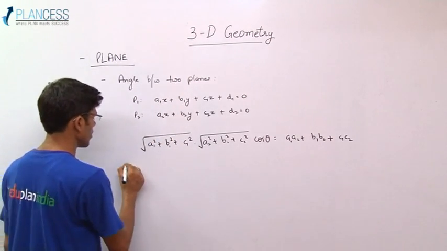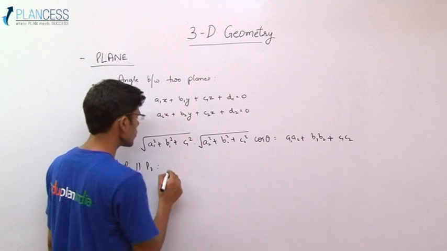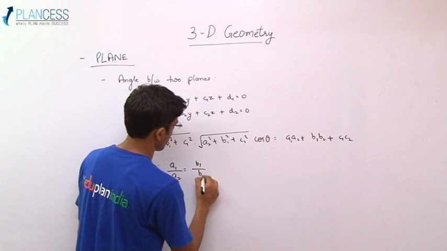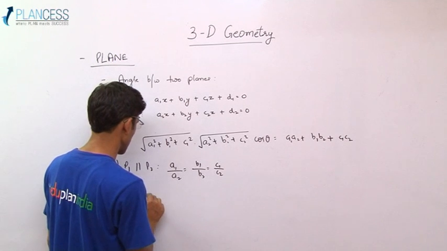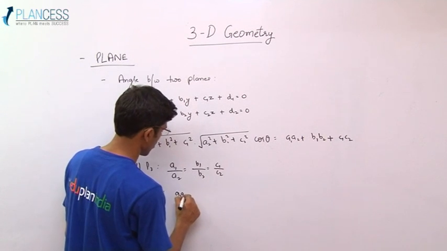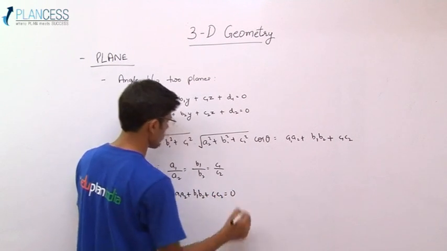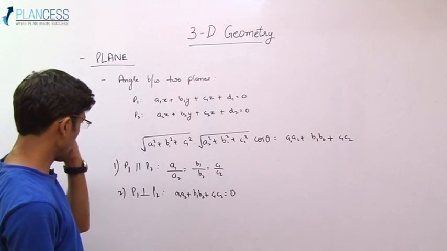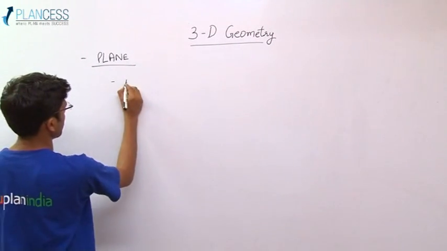So case 1, P1 is parallel to P2. So this is when both the normals are parallel, that is, a1 by a2 equals b1 by b2 equals c1 by c2. Similarly, case 2, P1 is perpendicular to P2. So this is when cos theta is 0. So a1 a2 plus b1 b2 plus c1 c2 is 0. So this is the condition for two planes to be parallel and perpendicular. Let's now study the position of a point with respect to a plane.